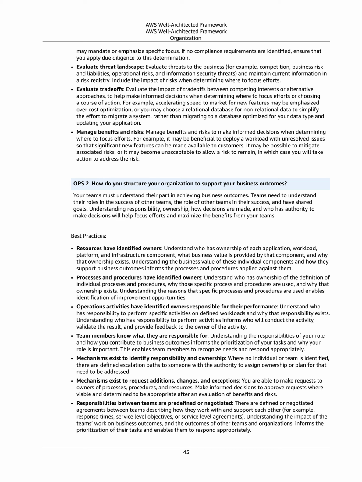OPS 2. How do you structure your organization to support your business outcomes? Your teams must understand their part in achieving business outcomes. Teams need to understand their roles in the success of other teams, the role of other teams in their success, and have shared goals. Understanding responsibility, ownership, how decisions are made, and who has authority to make decisions will help focus efforts and maximize the benefits from your teams.